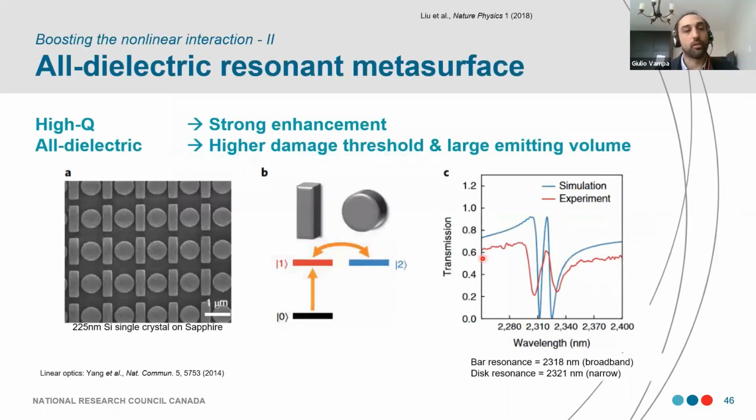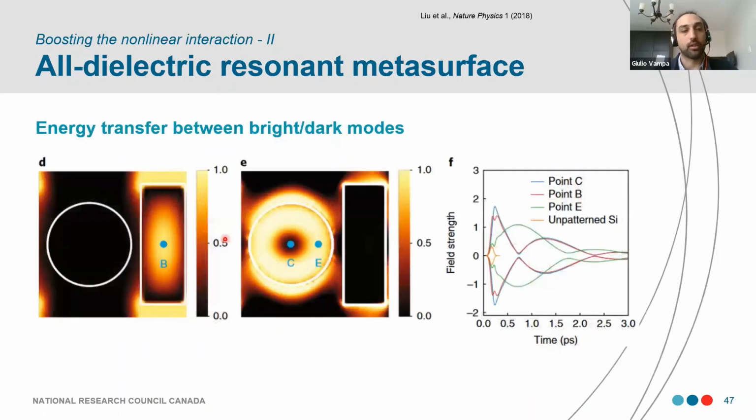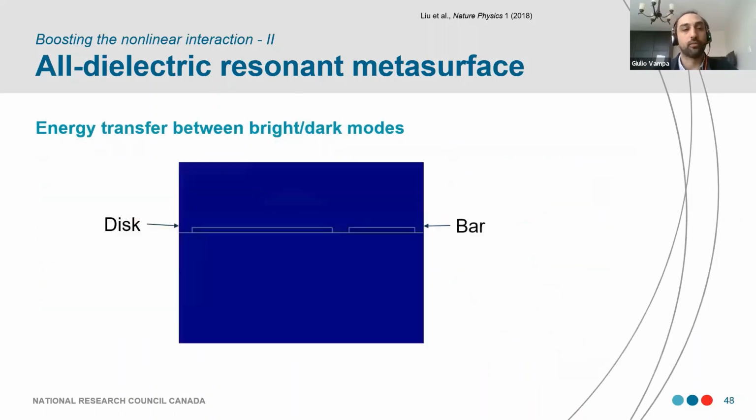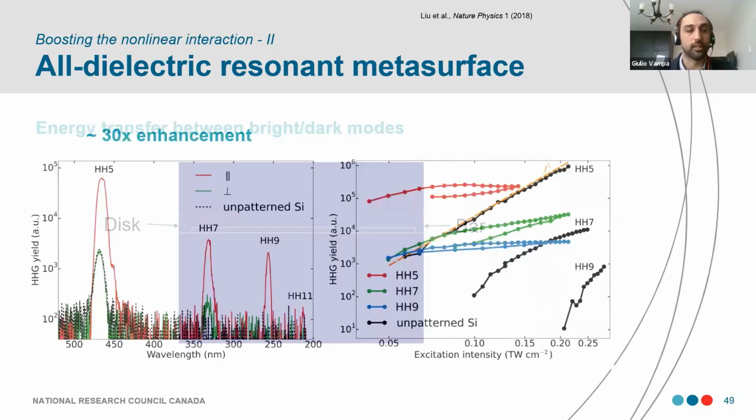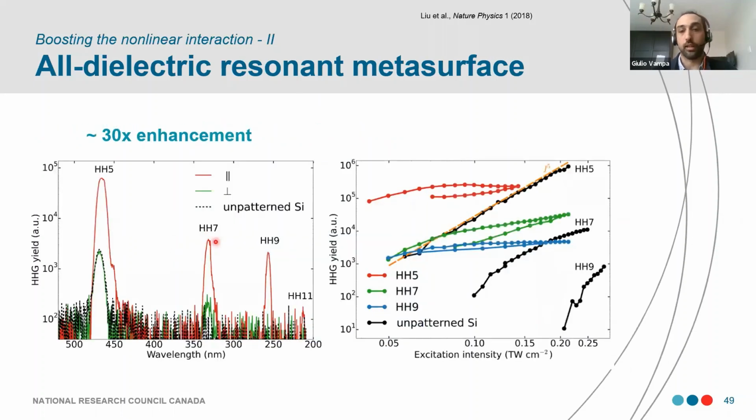Here's another example. Instead of using plasmonic antennas, we use an all-dielectric metasurface, but it's a phonon-resonant metasurface with complicated behavior, which I don't have time to go into. But again, you design it to have a certain resonance. It leads to a localized or enhanced field, and that field, I'm going to skip all this, gives you, again, a significant enhancement of the harmonic power for a given intensity that you put in.